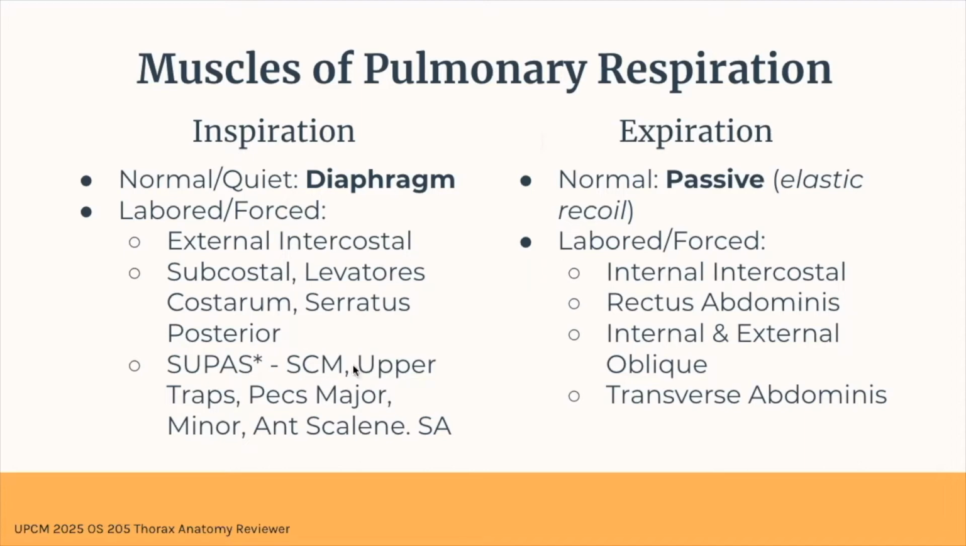Next, for quiet expiration, again, it's just passive. It's just elastic recoil of the lungs. However, if the person is exercising or hyperventilating, labored or forced expiration occurs, and the most active muscle in labored expiration is your internal intercostals. And the abdominal muscles are also important, such as your rectus abdominis, internal and external obliques, and transversus abdominis, which are relevant during coughing and vomiting.